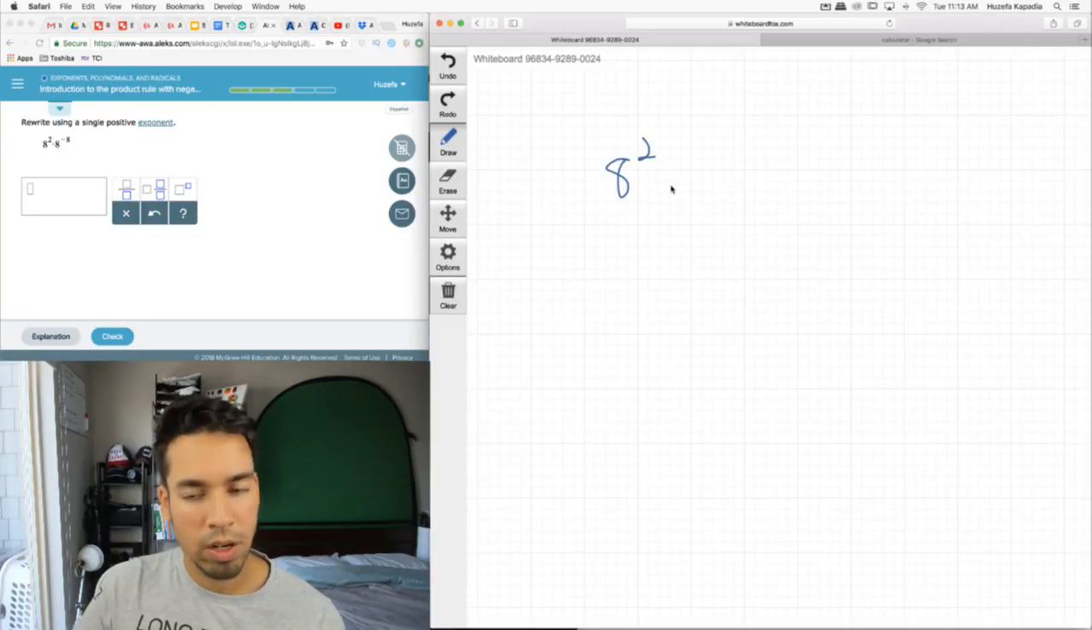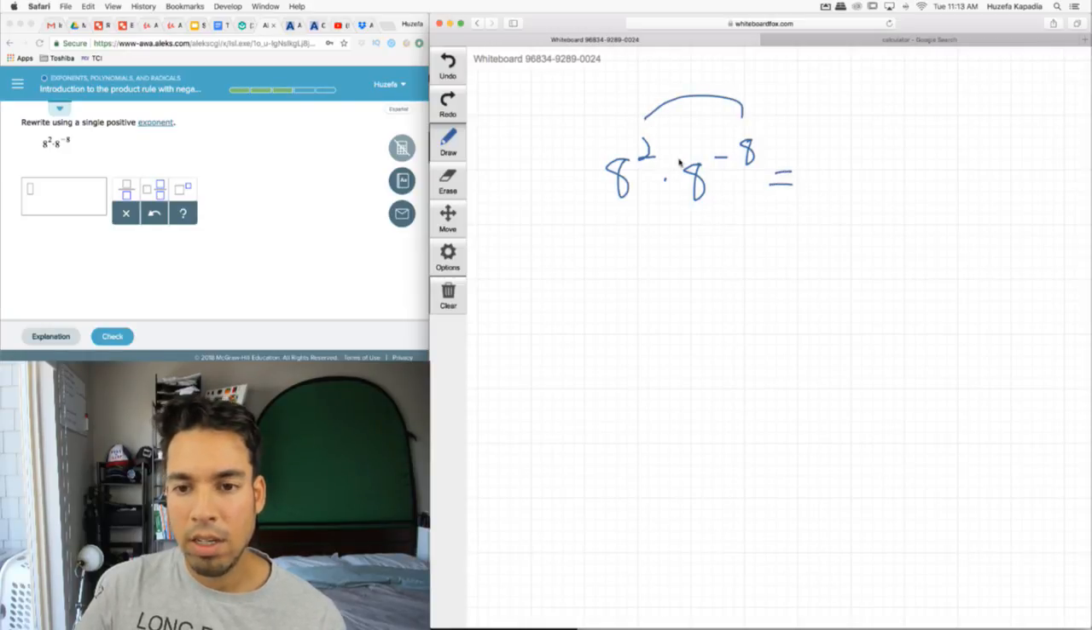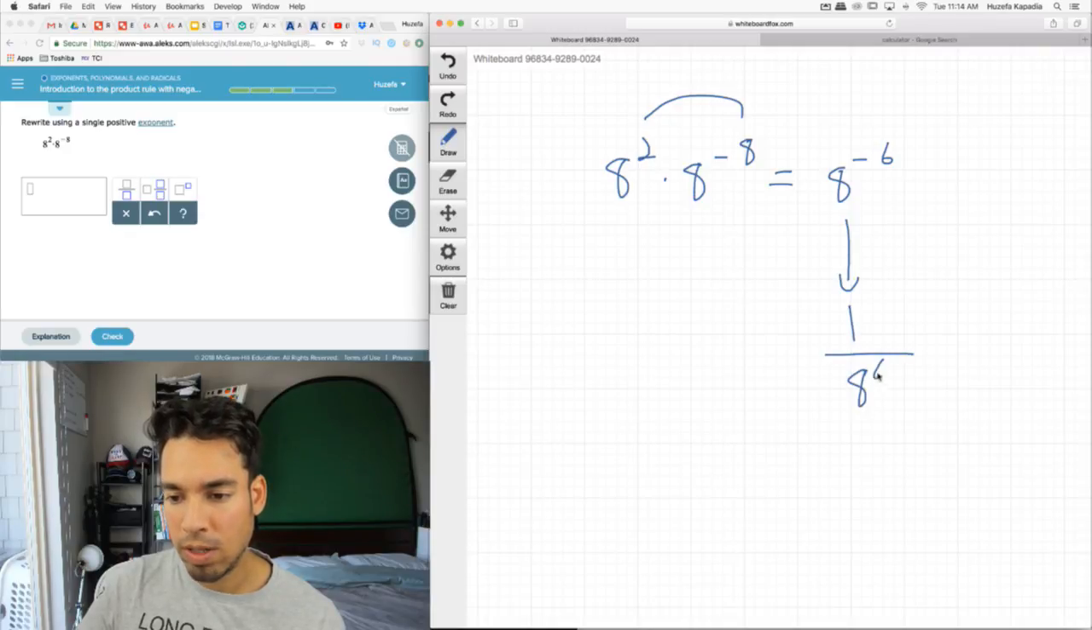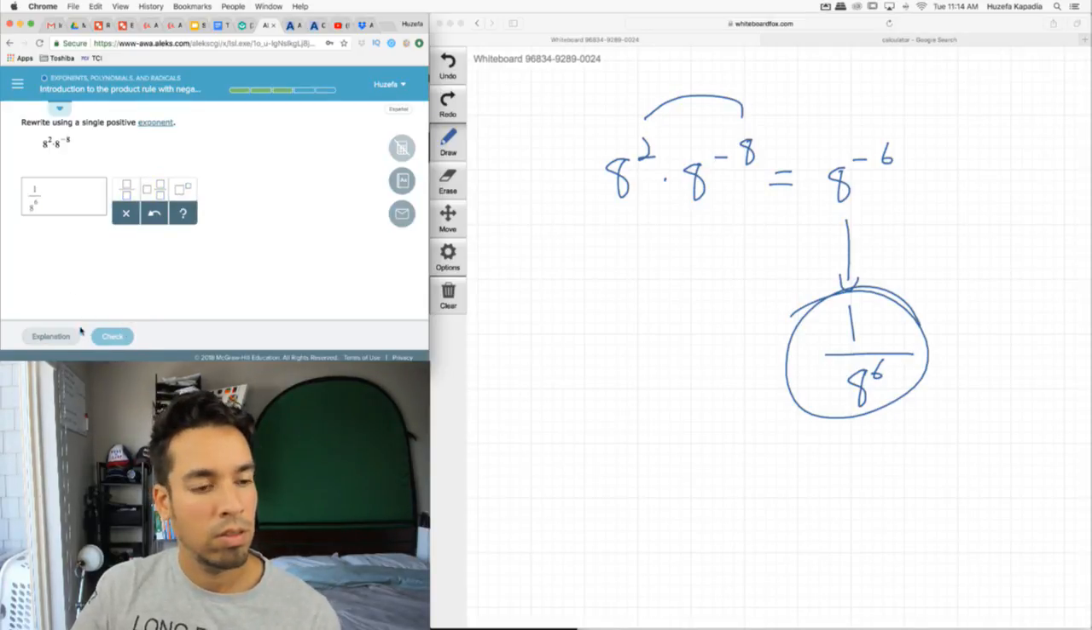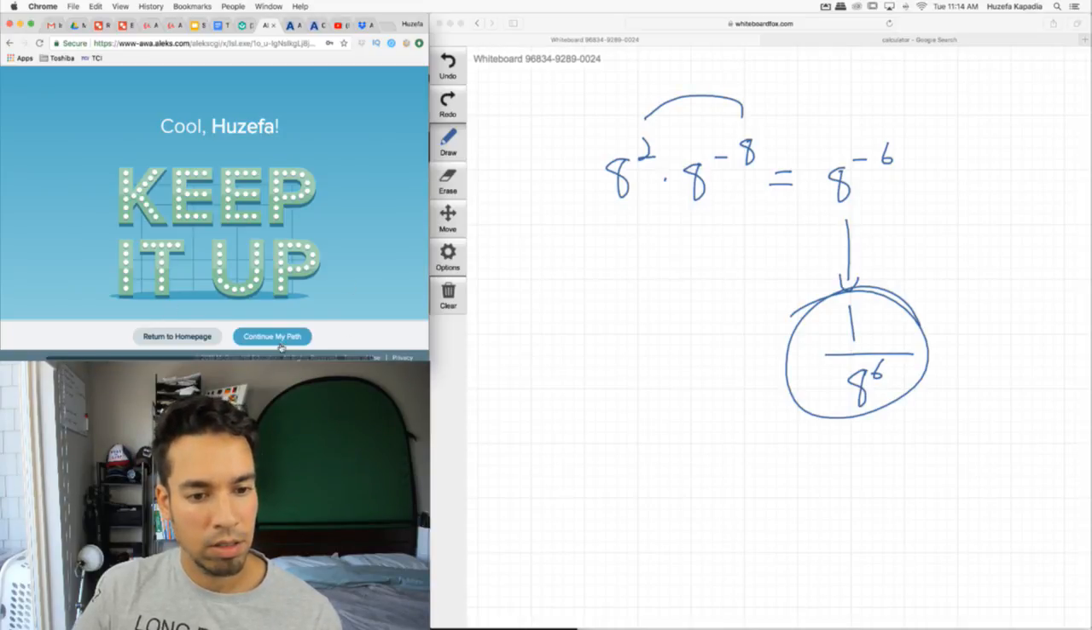8 squared times 8 to the negative 8. Add these exponents: negative 8 plus 2 is 8 to the negative 6th, but we want a positive exponent, so I'm going to throw it over like this, 1 over 8 to the 6th. Next.